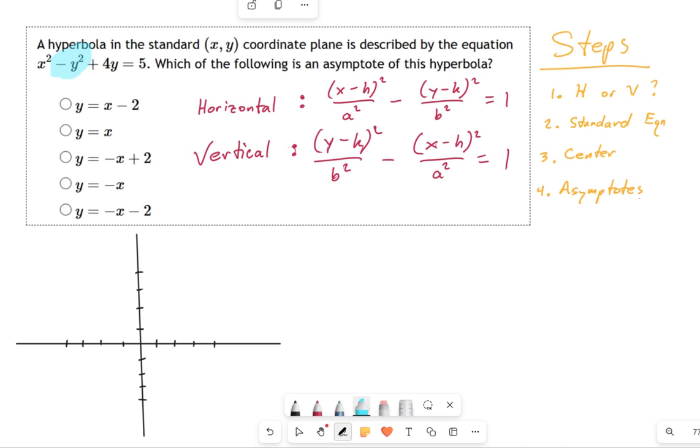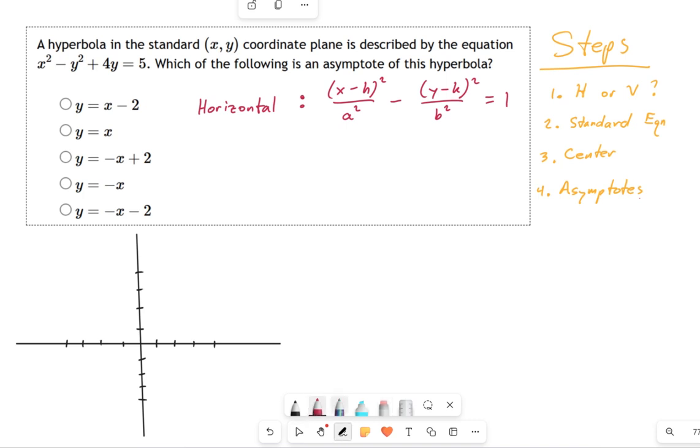The negative y squared matches this equation right here for a horizontal hyperbola. We're only dealing with the horizontal one. That makes life a little easier, now that we know which shape it is.